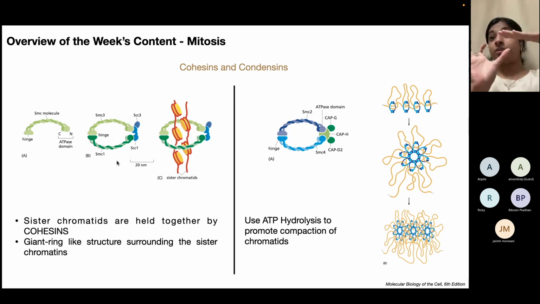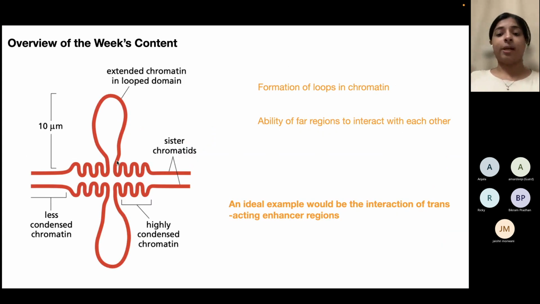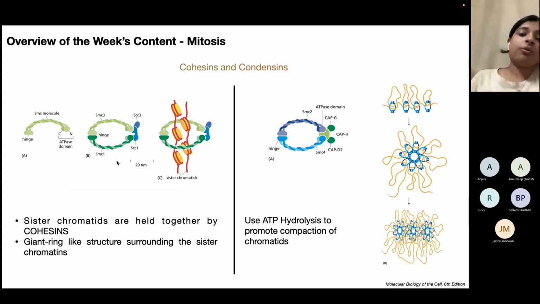bend over, form specific bonds with these transcription factor binding regions and enhance the transcription of a certain gene or reduce the transcription of certain genes. This transacting element is an ideal example of why you would require loops in your genetic material. How this is brought about is by the set of proteins that we've been discussing right from our mitotic sessions, mitotic phase, meiotic phase sessions, cohesins and condensins.